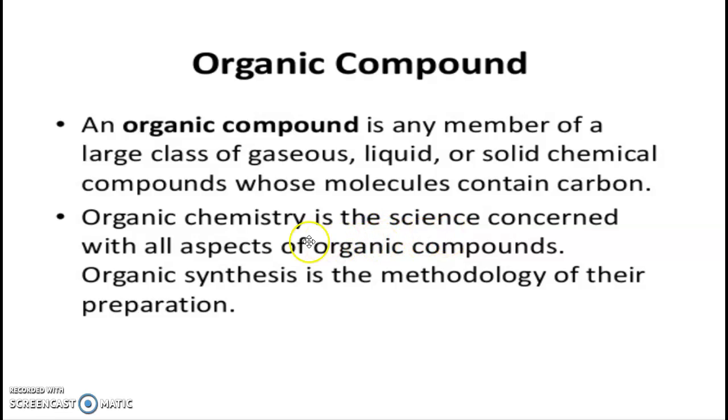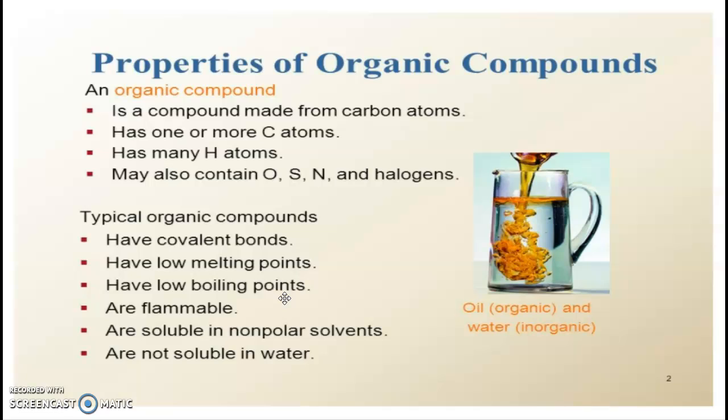Organic chemistry is a science concerned with all aspects of organic compounds, and organic synthesis is a method to prepare organic compounds. And we discuss some of the properties of organic compounds, like it should contain a carbon atom in it, and carbon is tetravalent and can form 4 bonds with other elements. In most cases hydrogen is attached to the carbon. Also oxygen, sulfur, nitrogen and halogens can have a bond with carbon.